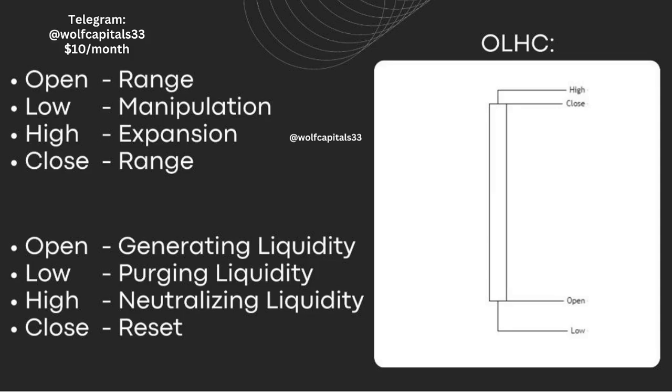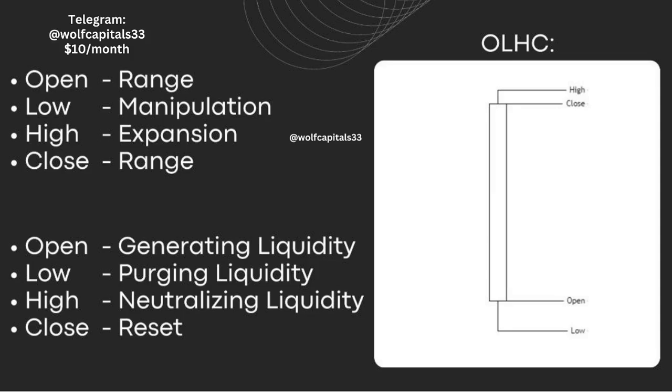That's what happens every single candle: generating liquidity, purging liquidity, and then neutralizing liquidity. And then last but not least, resetting the whole cycle by closing the candle, and then the same cycle repeats as soon as the next candle opens. That's basically how each candle is formed, and each candle works through liquidity being generated, purged, or neutralized. This is basically how the market moves, and you should be aware of this.